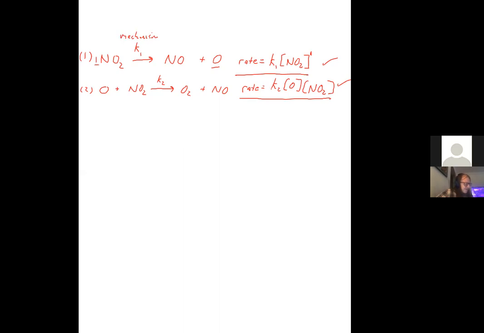You combine equations. If you combine equations, everything that's a reactant you put together is a reactant. Everything that's a product you put together. So the reactants are NO2, O, and NO2. The products are NO, O, O2, and NO. Then you combine anything that's the same term.